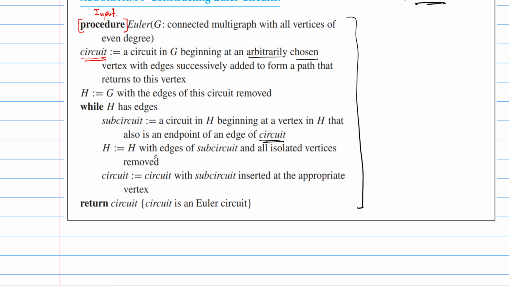And then what do you do with H? So H then you update. It's now H with the edges of the subcircuit and all isolated vertices removed. Isolated means they're not connected at all, right? So those are removed. And then circuit is circuit with subcircuit inserted at the appropriate vertex. So as a recommended exercise, try to make sense of this.